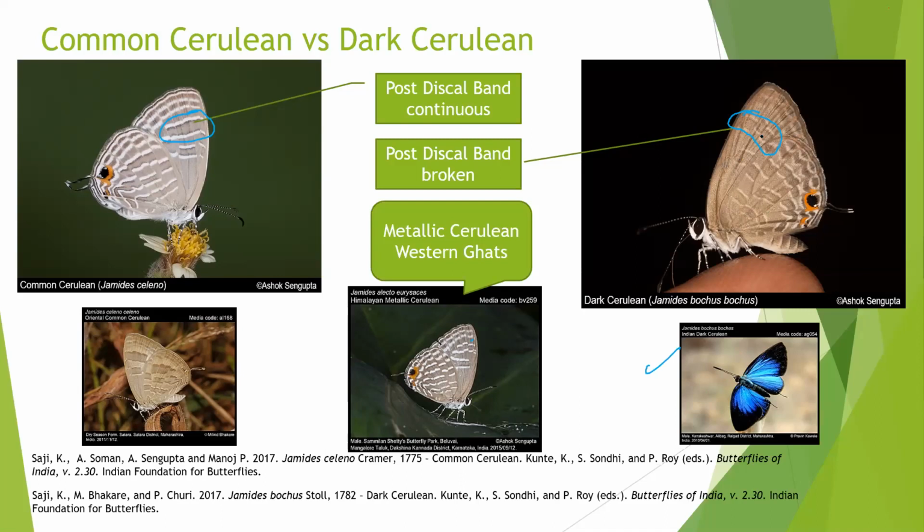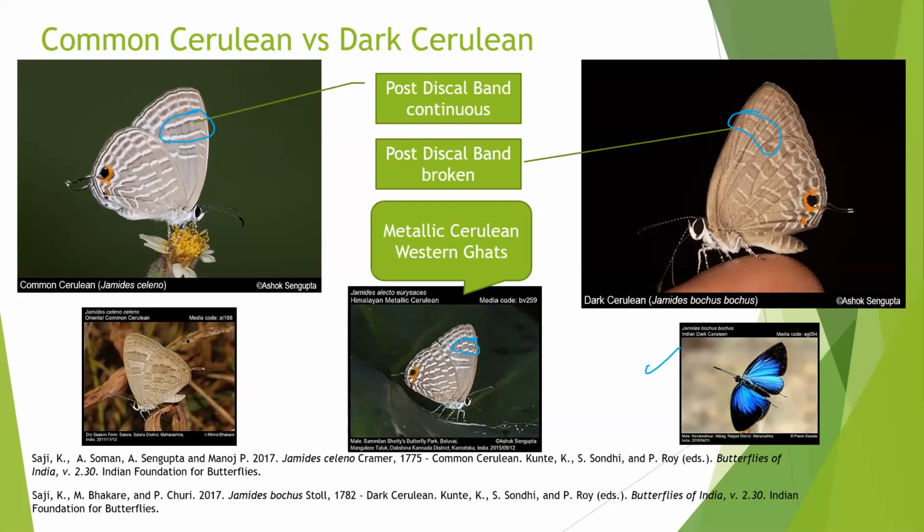And you see that this brown color is quite dark. The base color of the wing is dark, and the spots on these markings are pale yellow, not white. In the case of the metallic Cerulean, you see the spots are very white, and that's how we differentiate between a dark Cerulean, which is a smaller insect, and the metallic Cerulean. And of course, in the metallic Cerulean also, the post-discal band is broken in the forewing, which is continuous in the case of a common Cerulean.